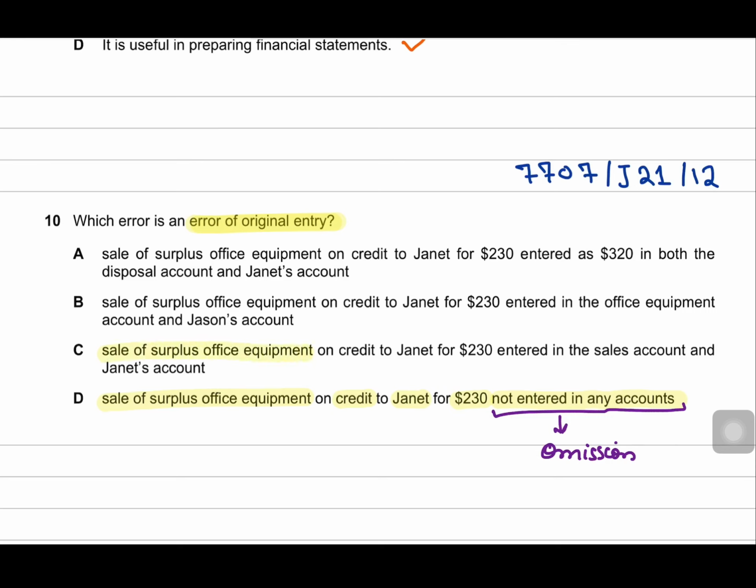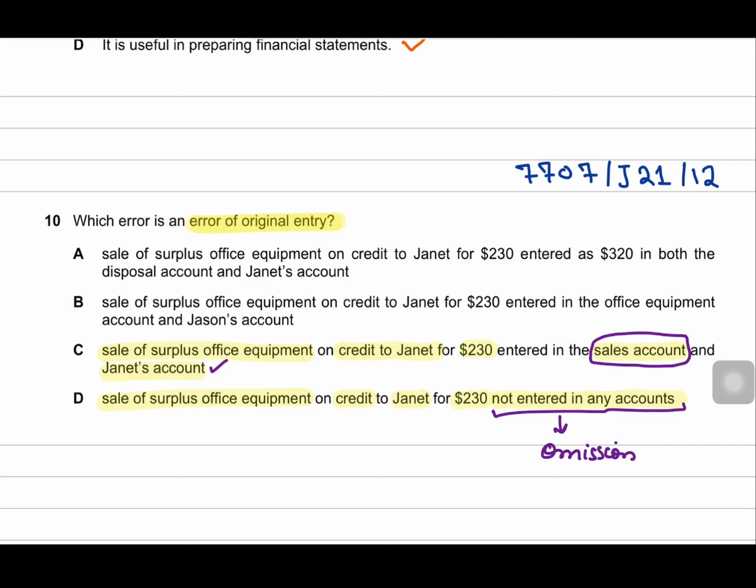Again, sale of surplus office equipment on credit to Janet for 230 entered in the sales account and Janet's account. Okay, so it should have been recorded in Janet's account because we are selling to her on credit. So Janet's account is correct. However, recording it in the sales account is the problem. Sales are never credited if you are selling any non-current asset. Sales account is only used to record sale of inventory, sale of goods, right? The commodity in which the business deals in.